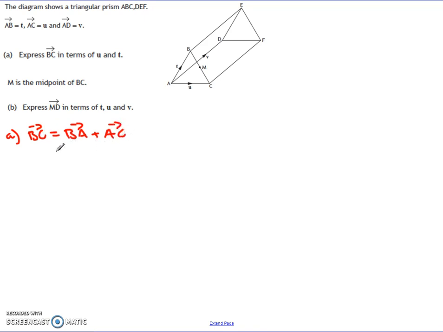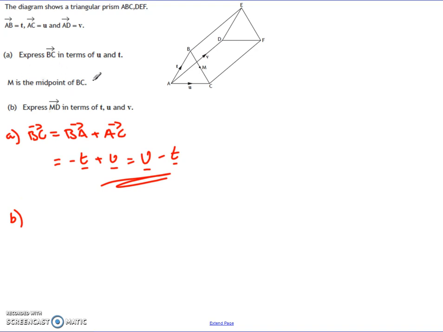Figure out the journey you're going to go and write it down. Then you figure it out in terms of the variables at once. B to A, well A to B is t, so B to A going back the way is negative t. And then A to C going along is u, so it's u. So the final answer is negative t plus u. If you wrote it as u take away t, you'd be perfectly fine as well. There you go, there's your answer to the first one.